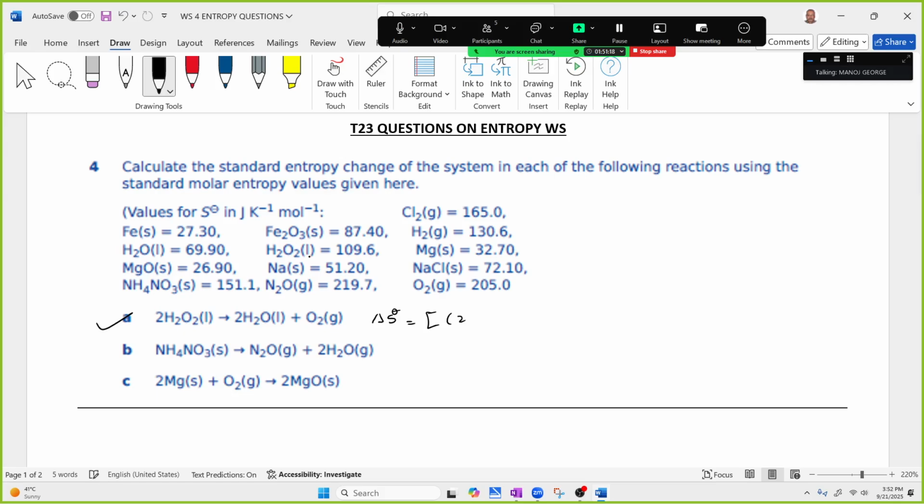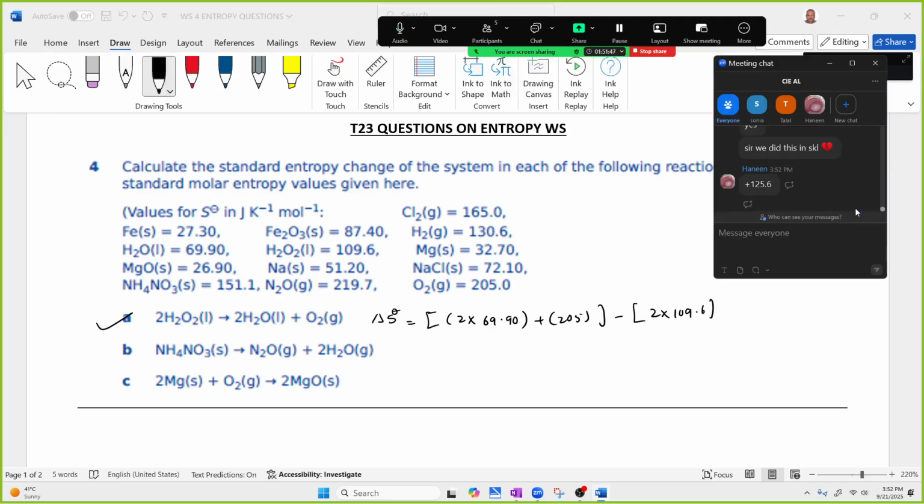Product, I have 2 times H2O. How much is H2O? That's 69.90, plus oxygen gas 205, minus the reactant, that's 2 times hydrogen peroxide liquid, that's 109.6. Interestingly, in paper 4, this is a very popular question. It's good 2 marks for you. Okay, Hanin says it looks to be a plus 125.6. And don't forget the unit, joules per Kelvin per mole. Can I get one more person to confirm, please?